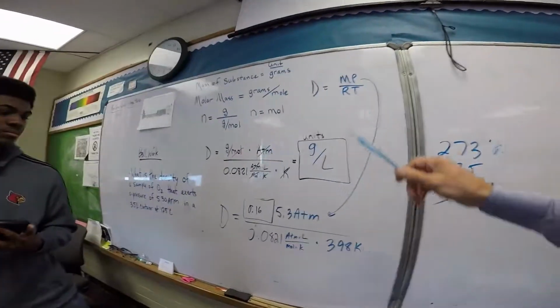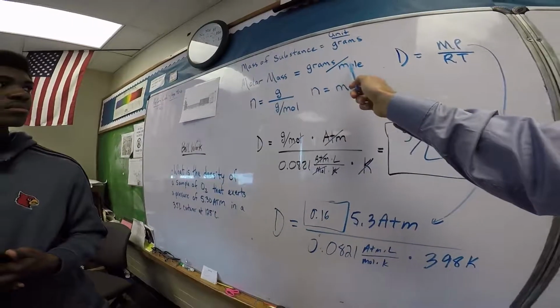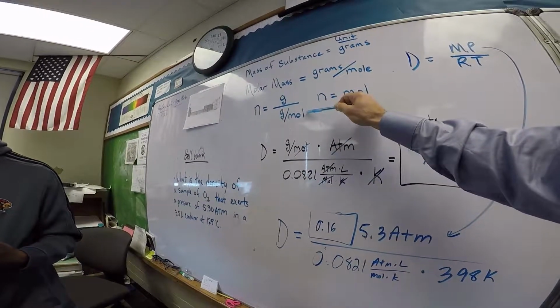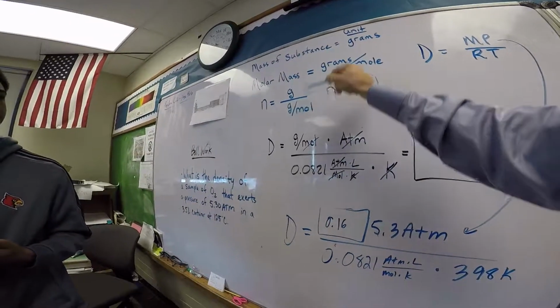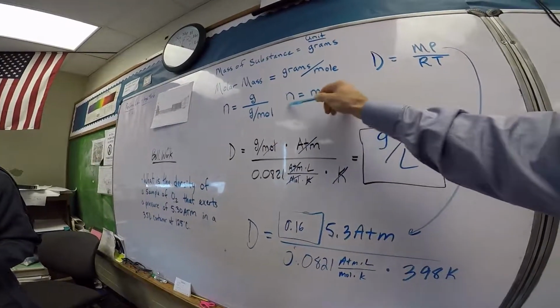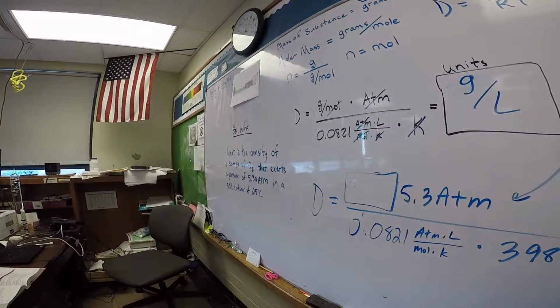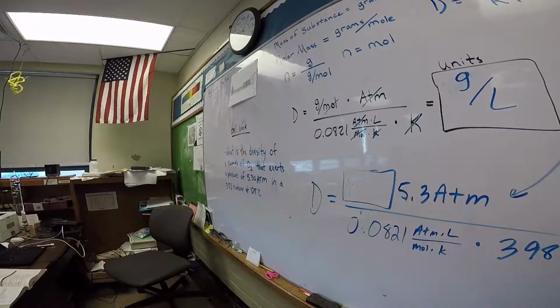Right here for molar mass, that's grams per mole. N equals the mass of the substance divided by grams per mole. So that flips and the grams cross out and you got N equals moles. Grams per mole comes from the periodic table.